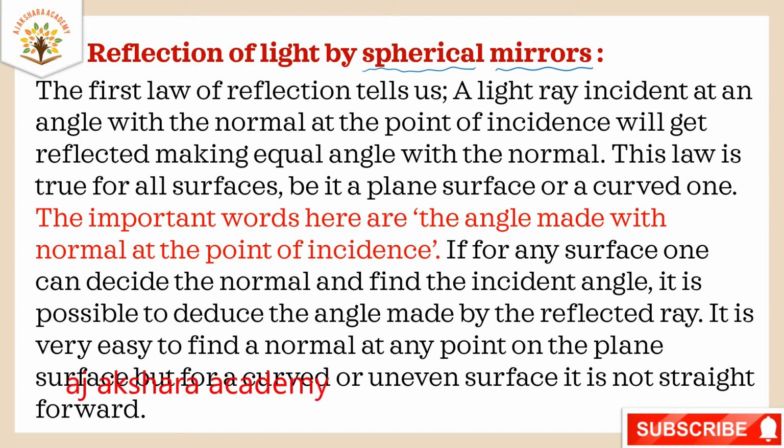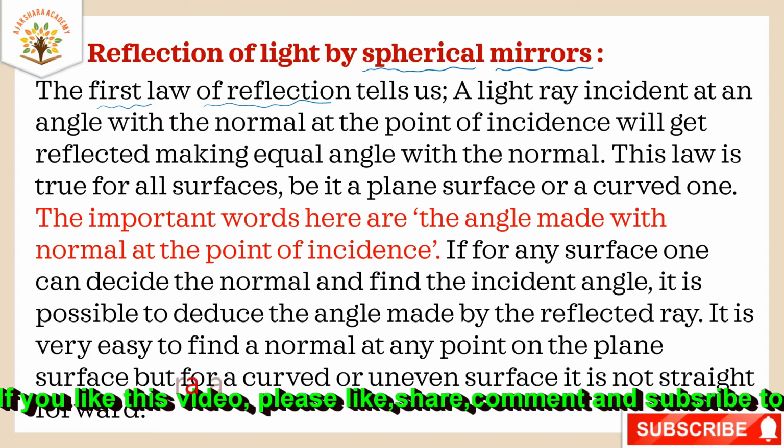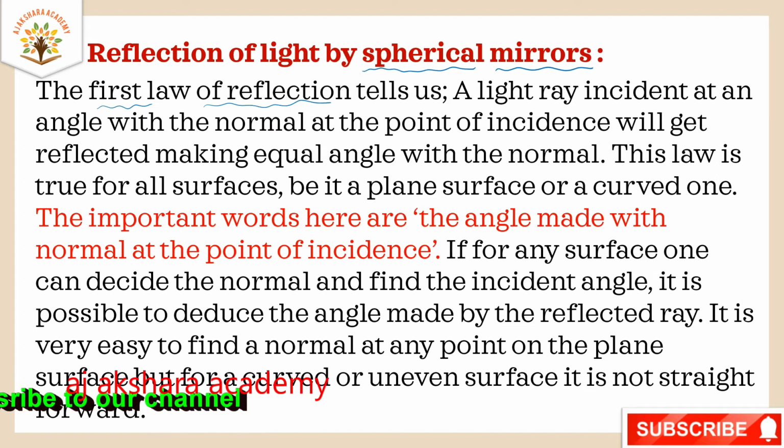Here, first we are discussing the laws of reflection. First law: angle of incidence is equal to angle of reflection. A light ray incident at an angle with the normal at the point of incidence will get reflected, making equal angles with the normal. Nothing but angle i is equal to angle r.